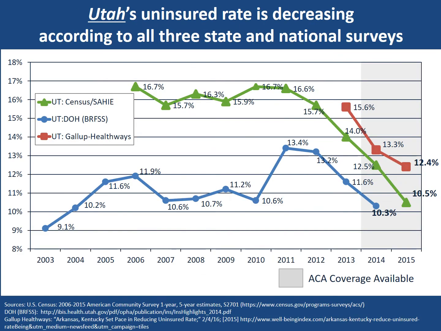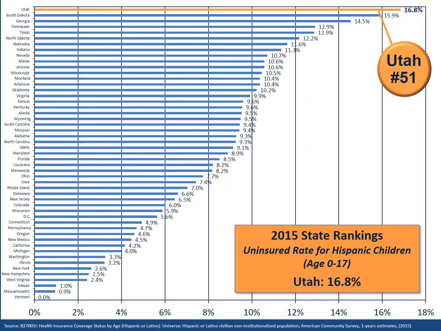Here in Utah, you can see based on 3 different state and national surveys, Utah's uninsured rate is also down to about 10 or 12%. The national average in most cases is a little bit lower than that, so Utah has a little bit higher uninsured rate than some of our neighboring states. But you can see, once again, the uninsured rate has gone way down.